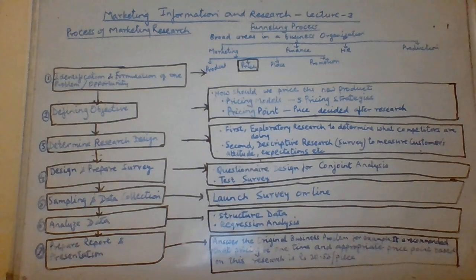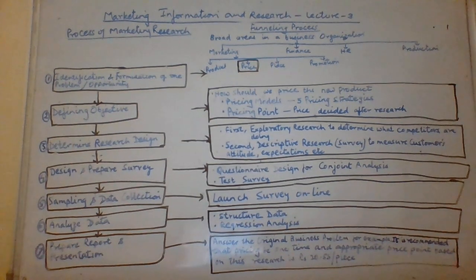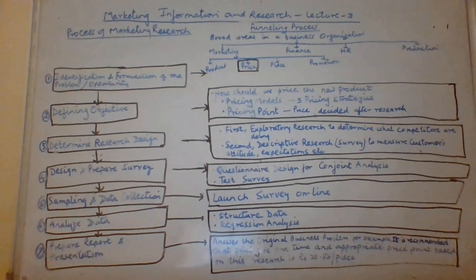After defining the objective, the third step is to determine the research design. This is about how I go about my research. For this, you will have primary data and secondary data. I have put it into the simplest form. First, it is exploratory research to determine what competitors are doing. In a sense, this is the secondary data. You are studying what the other competitors of the product I want to launch are doing. My concern is what price I should fix for my product.